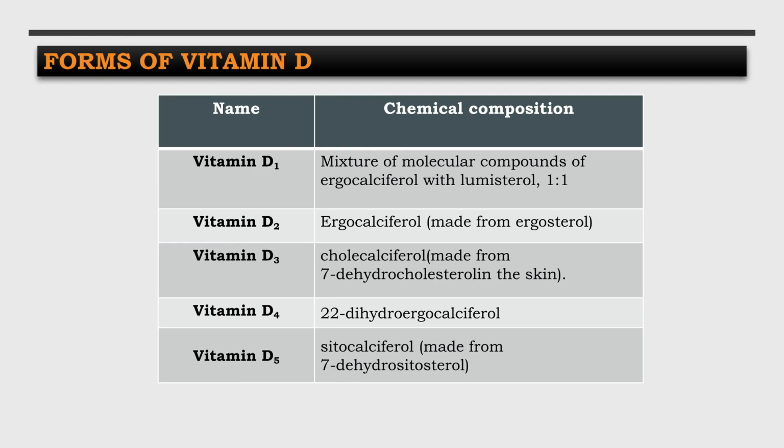Vitamin D comes in several forms. Vitamin D1 is a mixture of ergocalciferol with lumisterol. D2 is ergocalciferol. D3, cholecalciferol, is made from 7-dehydrocholesterol in the skin. D4 is 22-dihydroergocalciferol, and D5 is cytocalciferol.